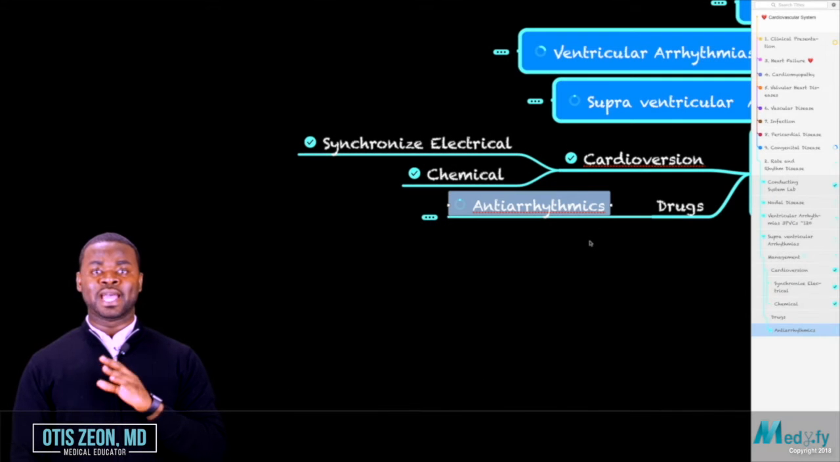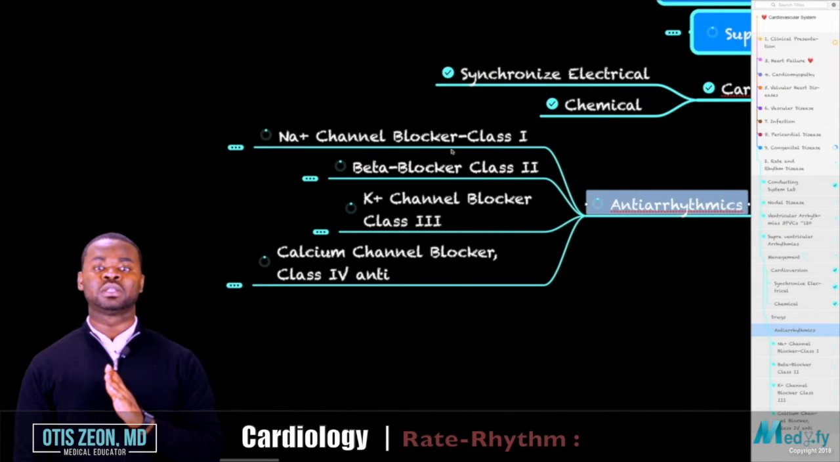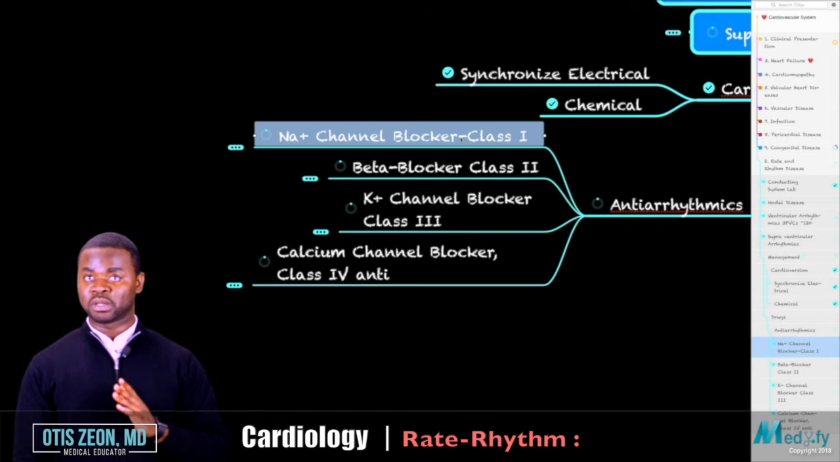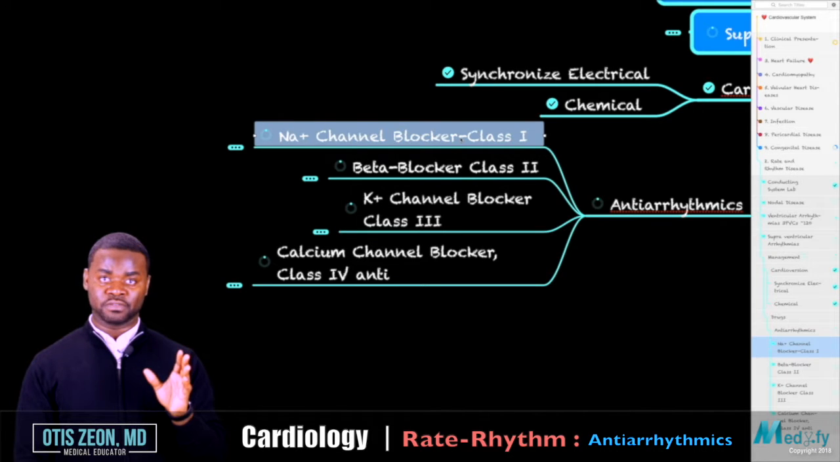Anti-arrhythmic drugs. As far as pharmacology is concerned, they're high yield. Let's break them down. First, we have class 1, class 2, 3, and 4. Class 1 are the sodium channel blockers. It's very important to memorize the drug itself as well as the adverse effect.